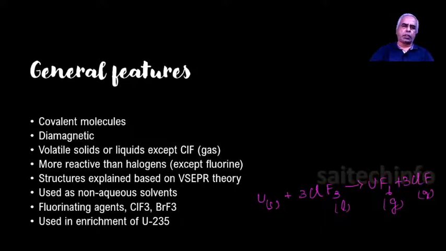They are used as non-aqueous solvents and are also very good fluorinating agents, like chlorine trifluoride and bromine trifluoride. Uranium is enriched by means of chlorine trifluoride. Uranium with 3 moles of chlorine trifluoride gives uranium hexafluoride and 3 moles of chlorine fluoride. So it is useful in the enrichment of uranium-235.